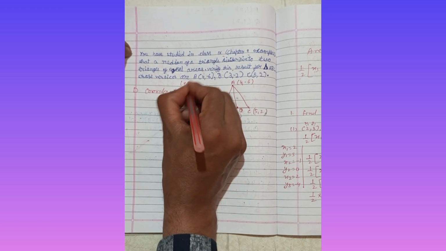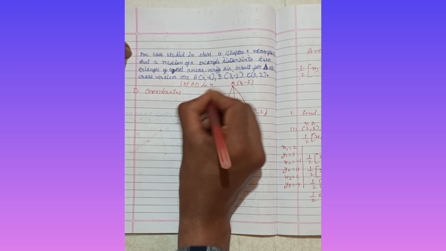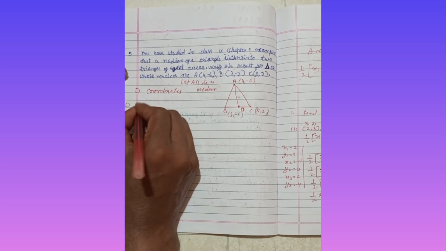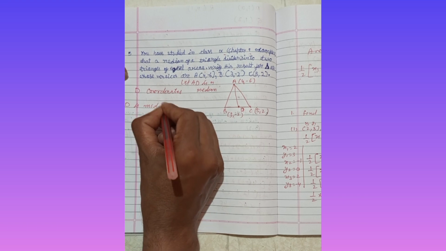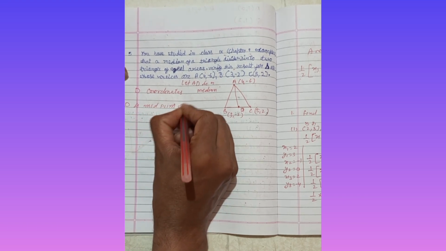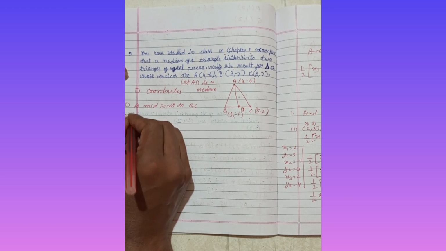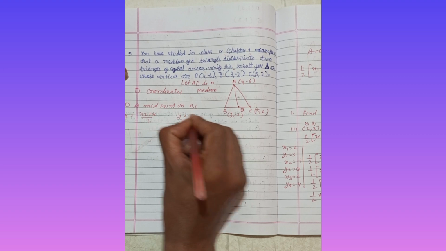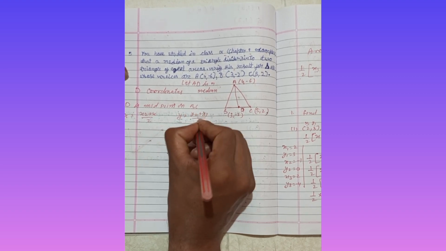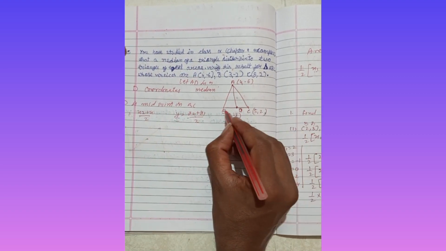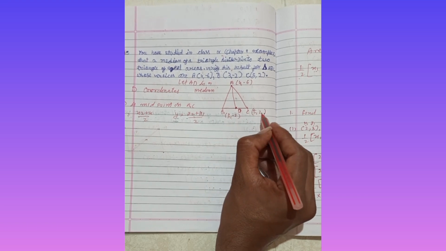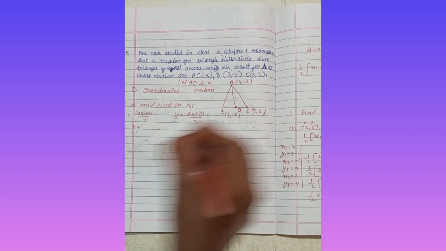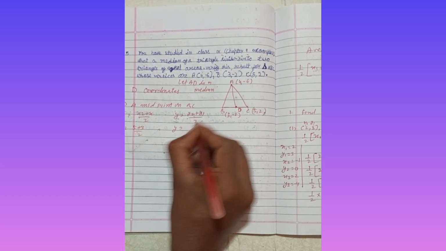Let AD be a median. So now D is the midpoint on BC. So what can we write? X is equal to, we can write the midpoint formula, x2 plus x1 by 2, and y is equal to y2 plus y1 by 2. Here we are seeing only this point, this is x1, y1, x2, y2. Now x is equal to what? X2 is 5, plus x1 is 3, by 2, and y is equal to what?